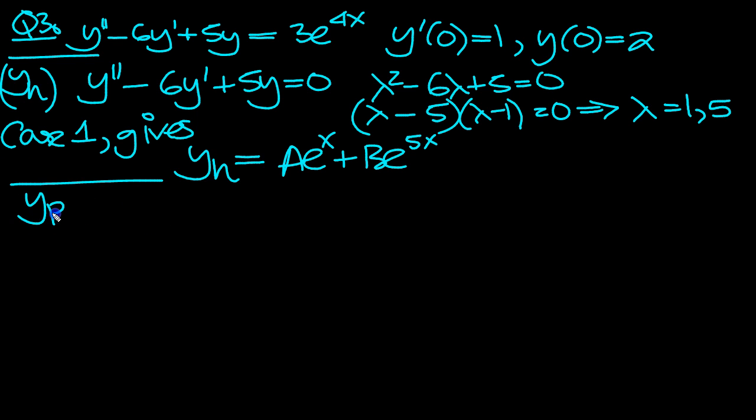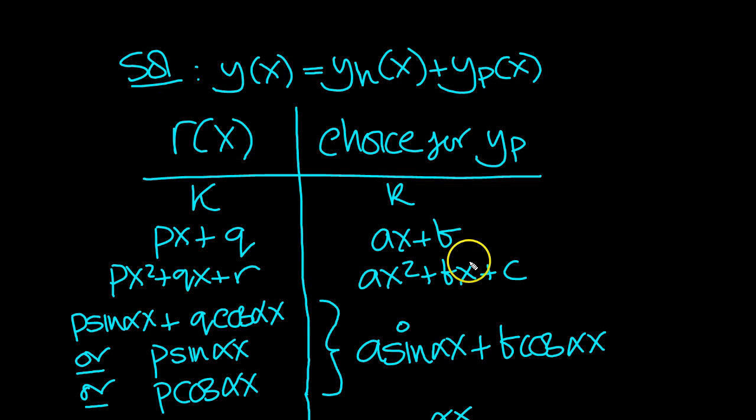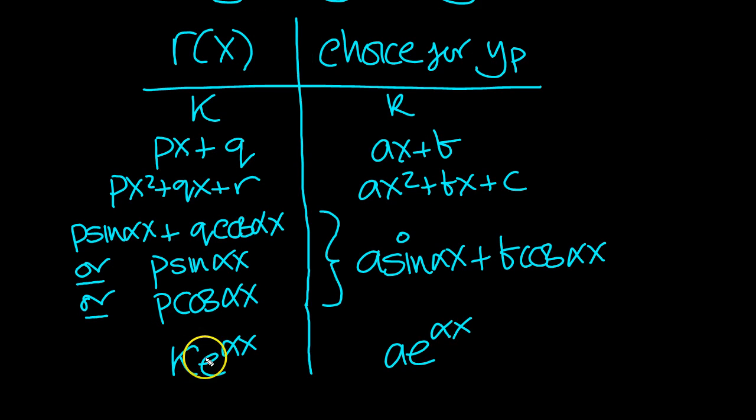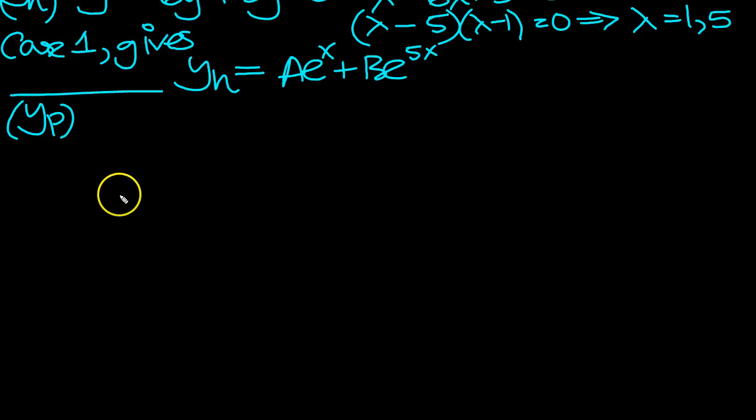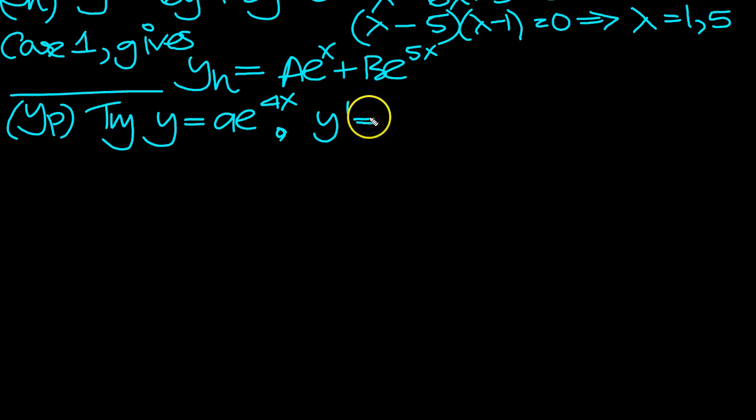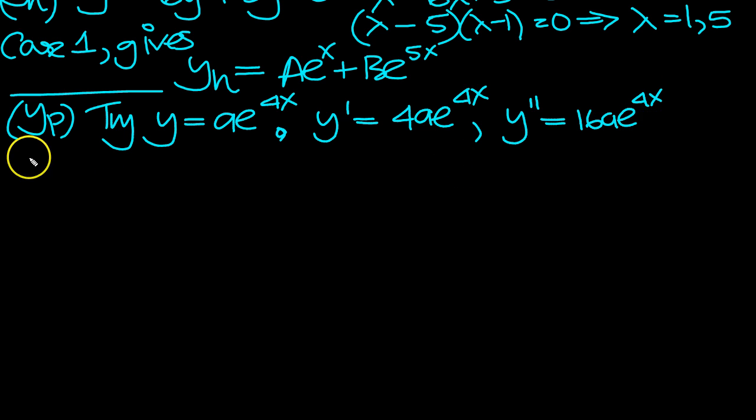Now we turn our attention to yP. For 3e to the 4x, let's go back to our table. For e to the 4x, we try a e to the 4x, don't we? So we try y equals a e to the 4x. In this case, y dashed, the 4 will come down, so it'll be 4a e to the 4x. And if we differentiate again to get the second derivative, another 4 will come down because it's a function of a function, so it's going to be 16a e to the 4x.